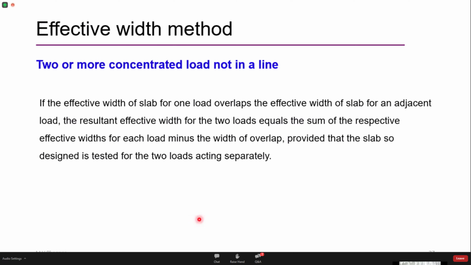And in the second case, when two or more concentrated loads are not acting in a line, if the effective width of the slab for one load overlaps the effective width of the slab for an adjacent load, then the resultant effective width for the two loads equals the sum of the respective effective widths for each load minus the width of the overlap, provided that the slab so designed is tested for two loads acting separately. Though this looks a very lengthy definition, it is quite a simple thing when we look at the diagram. I'll be showing it in the next slide.